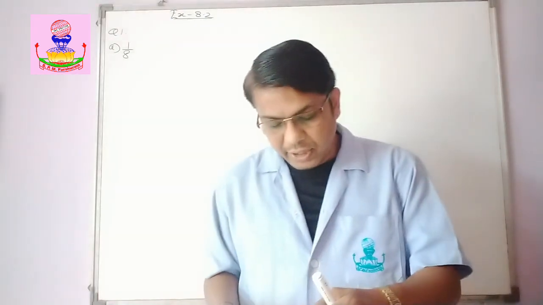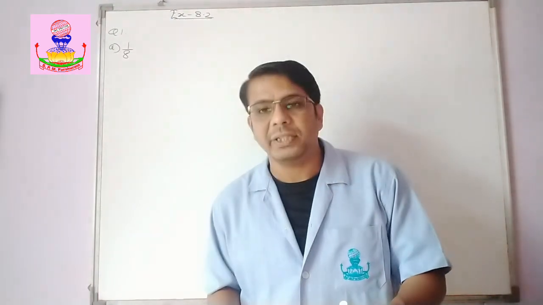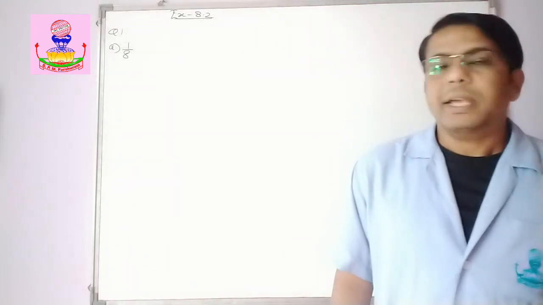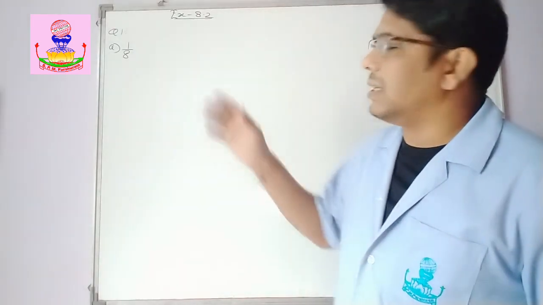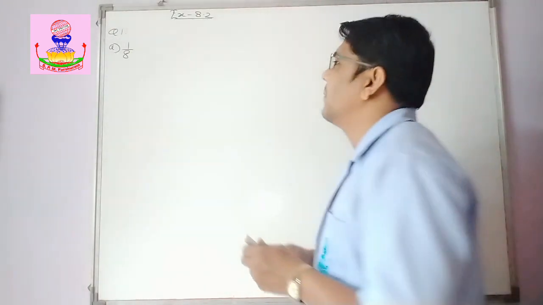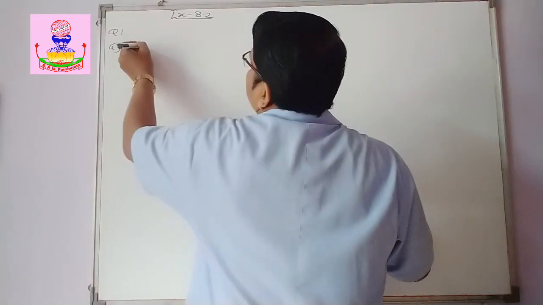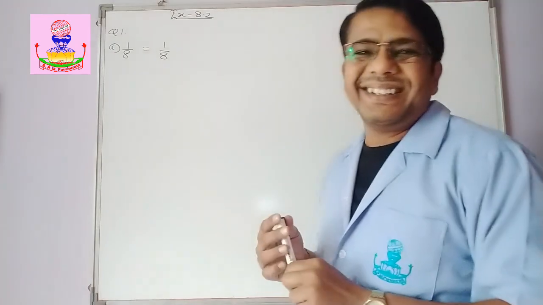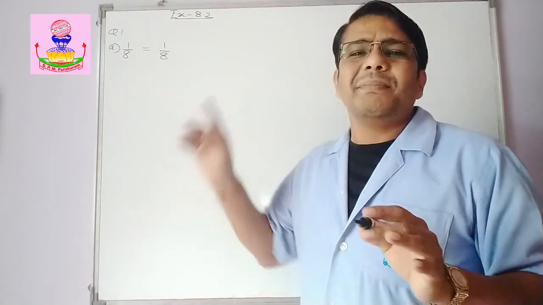Now exercise 8.2, question number 1. Convert the given fractional numbers to percents. So first one, a, 1 upon 8. Now these are the given fractions. We have to convert them into percents. Okay. So now here, if you see, 100 is not a multiple of 8.